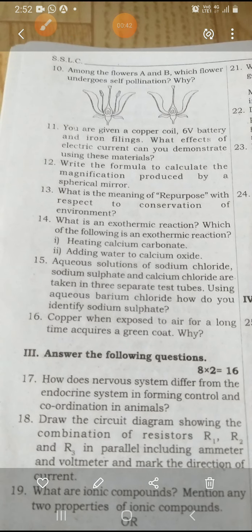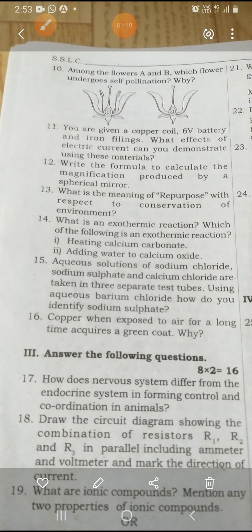So the 10th question is: among the flowers A and B, which flower undergoes self pollination? Why? Okay, it's a direct application type question. It comes under the understanding base, in which you have to answer after understanding the question. Read the question once or twice so that you can understand it very clearly. The two diagrams are given.